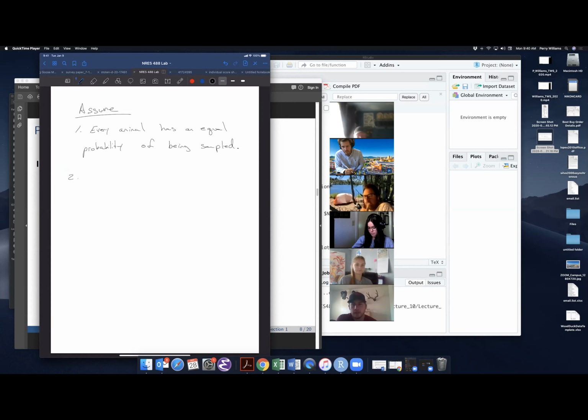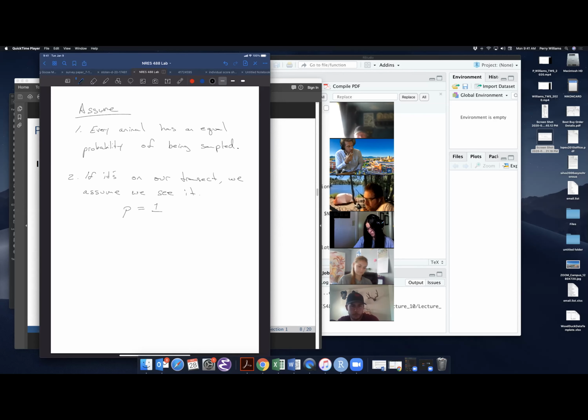All right, what else does it assume? Are we assuming that we see every individual? Exactly, yeah. If it's on our transect, we assume we see it. We're going to talk about detection probability. And what this assumption is in relation to detection probability is that our probability of detection equals 1. This is rarely the case in wildlife.